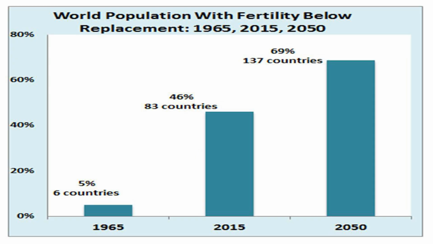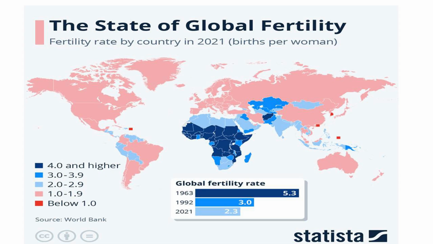World population with fertility below replacement, that's below that 2.1. You see how many countries this is affecting. Very few in 1965. We were still at that tail of the boomer generation. 2015, you see it comes up. By the time we get to 2050, it's going to be affecting at least 137 countries.